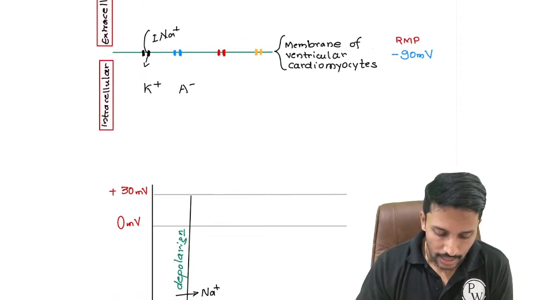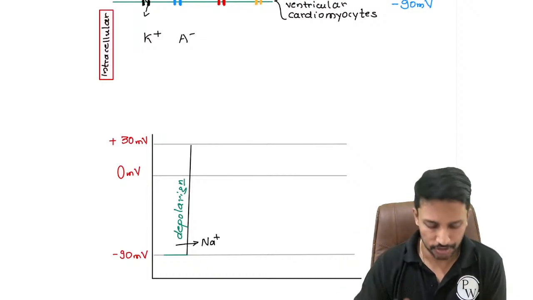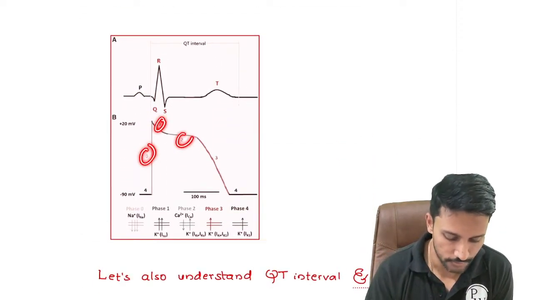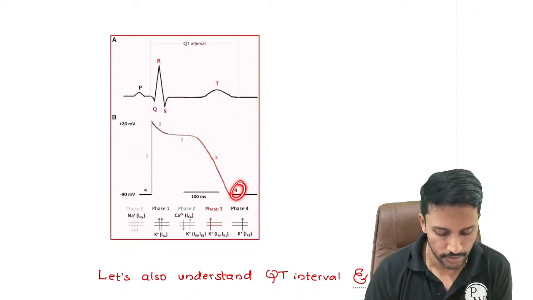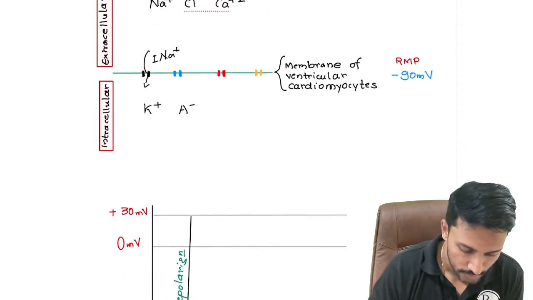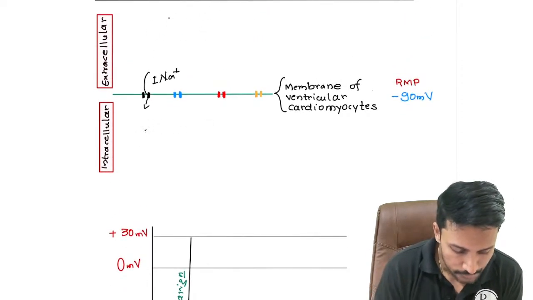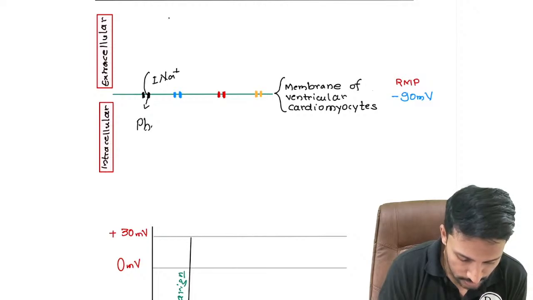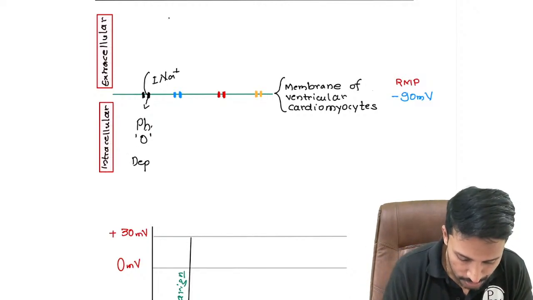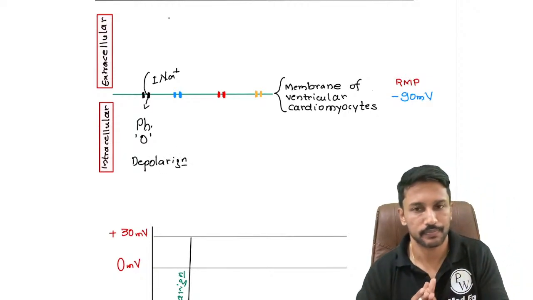Okay. After this, in the cardiac action potential, we have different phases. We will call them phase 0, phase 1, phase 2, phase 3 and phase 4. So this depolarization phase, we are going to call it phase 0. So in phase 0, what is happening? In phase 0, there is influx of sodium, right? So this is phase 0. In phase 0, sodium comes in and that causes the depolarization of the ventricular myocardiocyte. Okay.